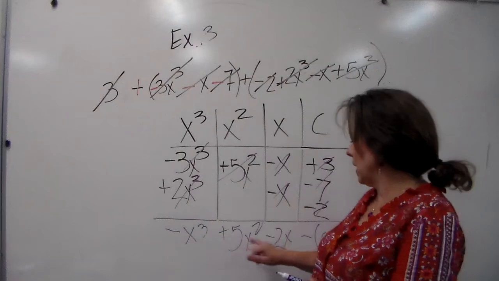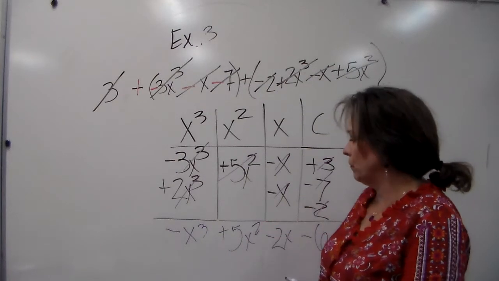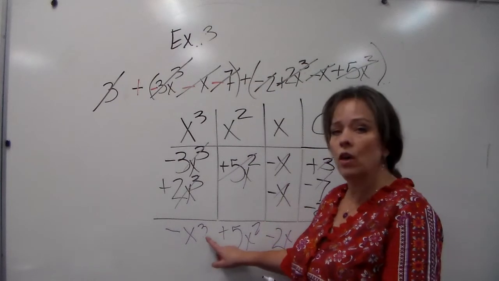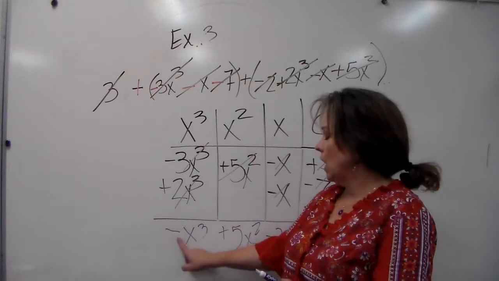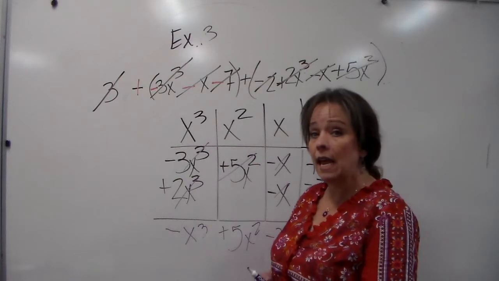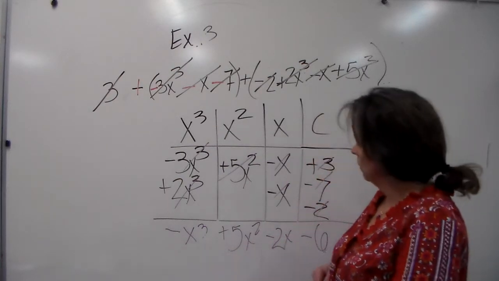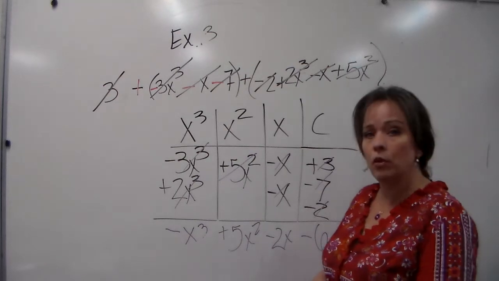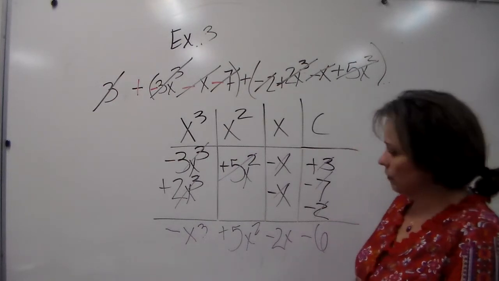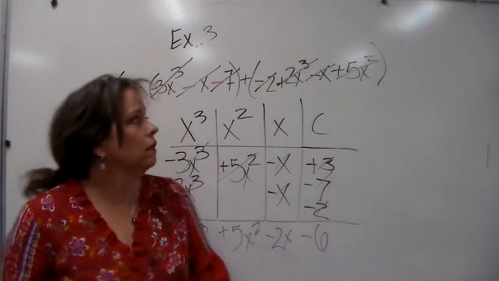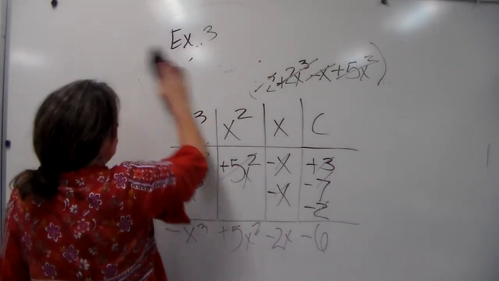We're in standard form because that highest exponent comes first. So that means we have a third degree polynomial, and our leading coefficient is negative 1. All right? So that's our example number 3. All right. Let's go ahead and do example number 4.